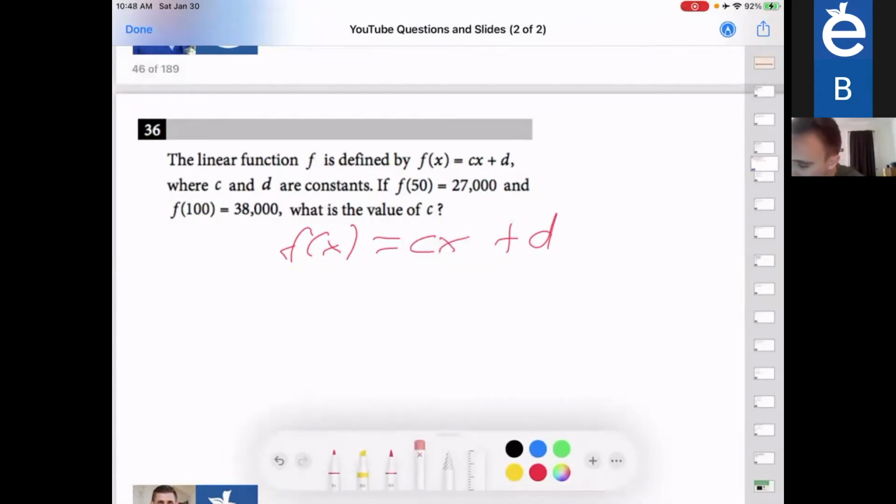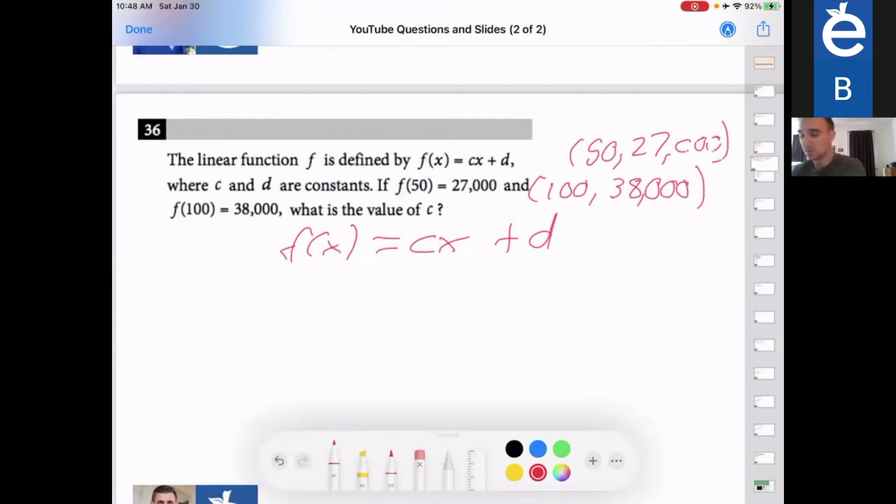So they give us 2 points. They tell us f of 50 is equal to 27,000. So really, that's just a coordinate, right? It's 50, comma 27,000. And when we plug in 50 for x, we get a value of 27,000 for y. And we have another coordinate, 100, comma 38,000. Ultimately, we're looking for the value of c.